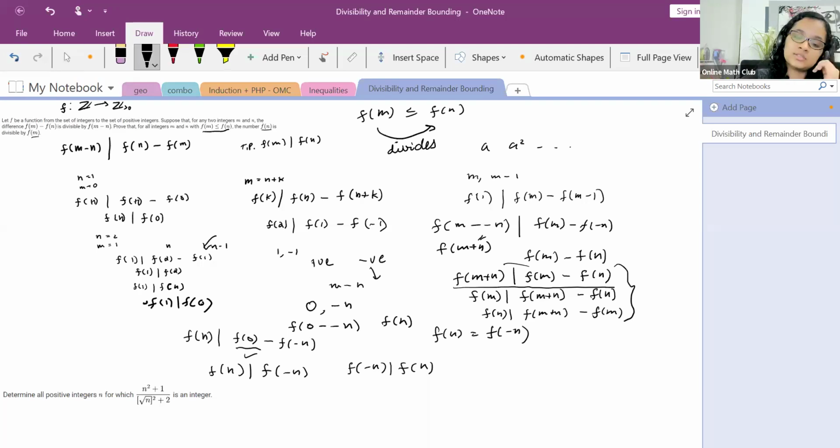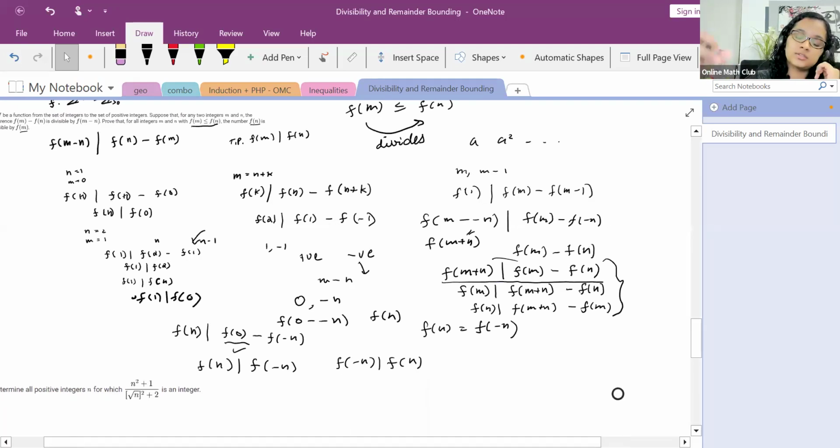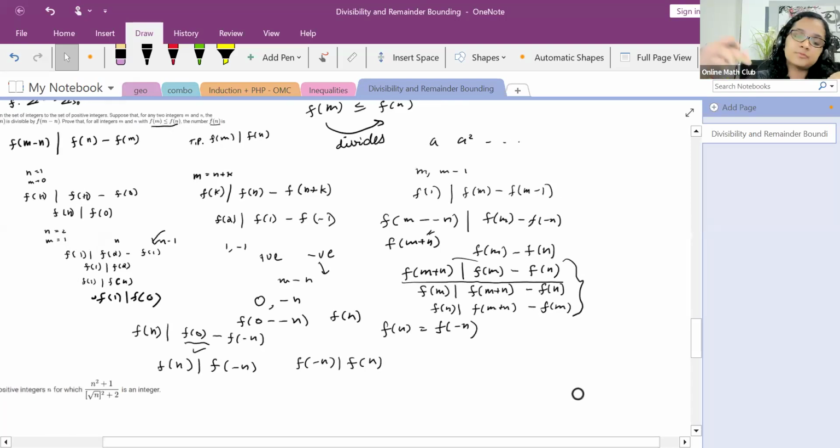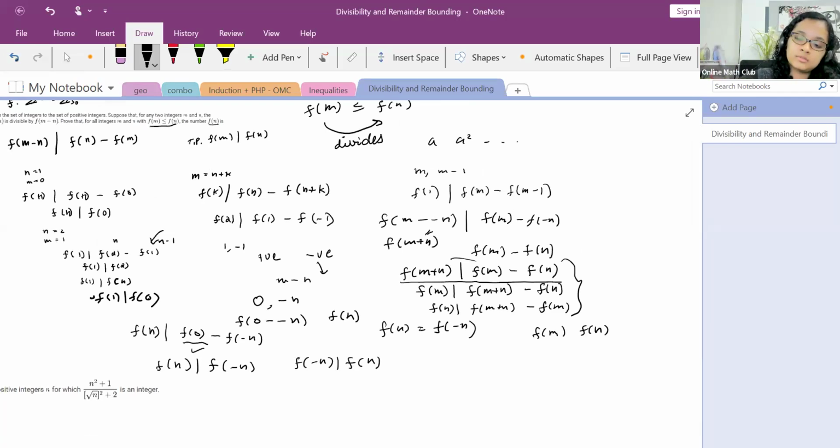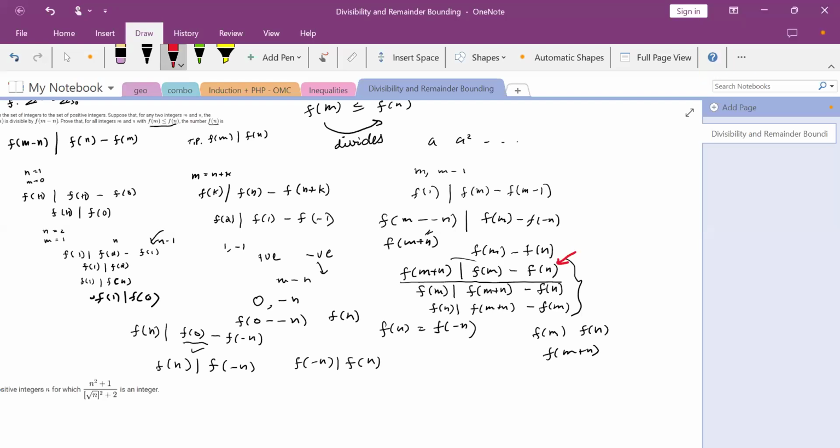So these three equations, they're symmetric in m and n plus n, right? So why don't we assume an ordering on the sizes? Like if f of m plus n is the largest among the three, then what happens to this expression? Then the RHS has to be 0 if f of m plus n is the largest.